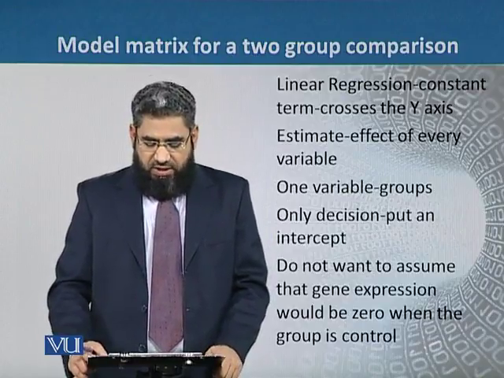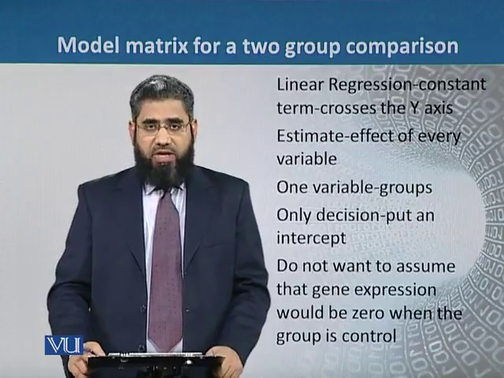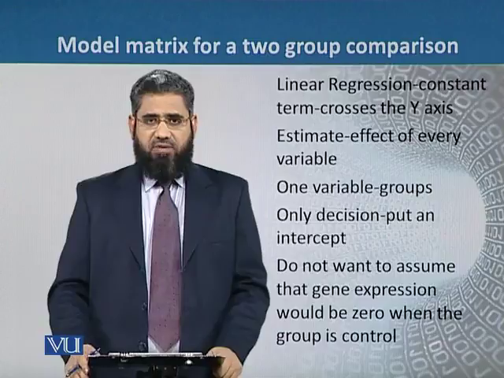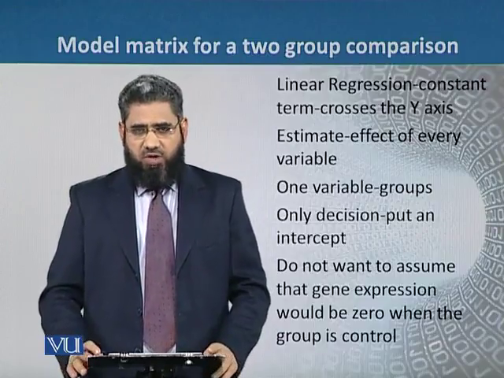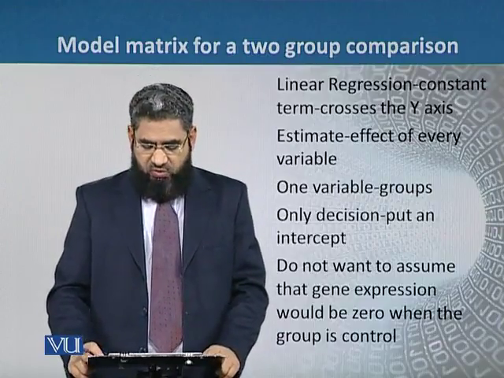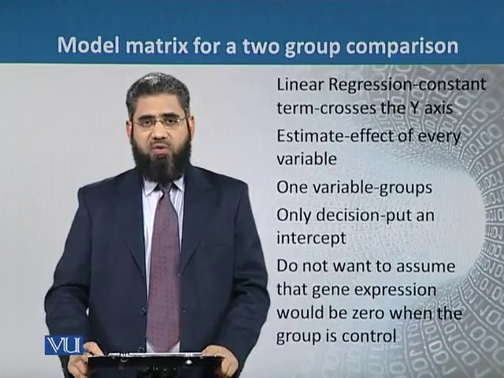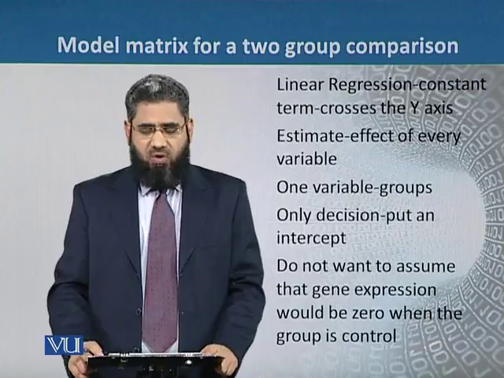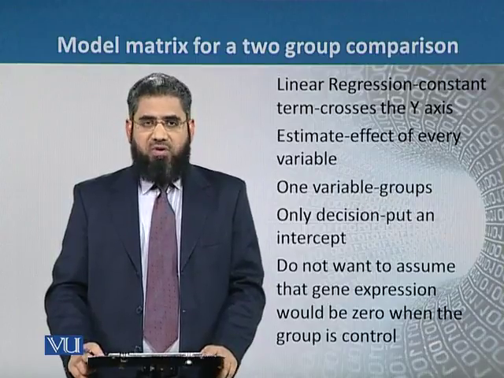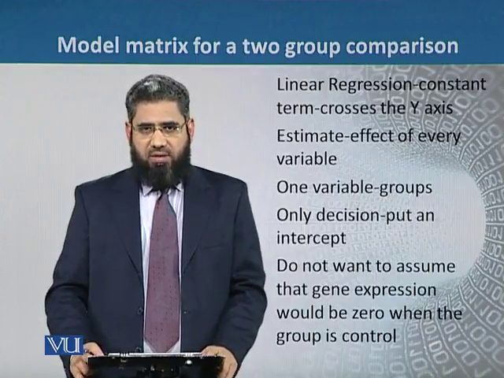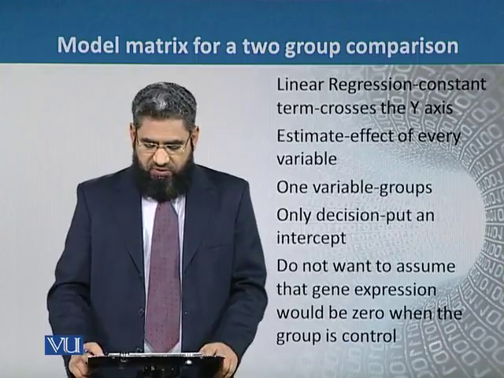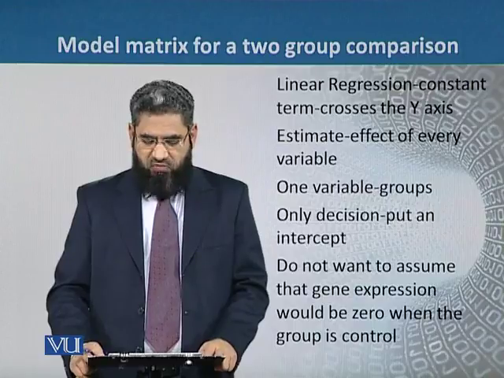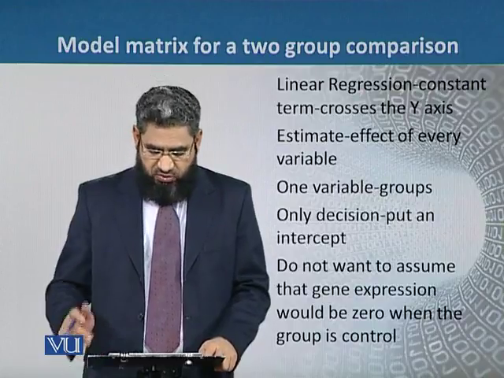So in the linear regression, we have one variable, which is the groups that we have already indicated, that is the 2 groups, control and treated. Now we have to decide whether to add an intercept in this linear regression or not. Our decision should be to add the intercept, because we do not want to assume that the gene expression would be 0 when the group is control.